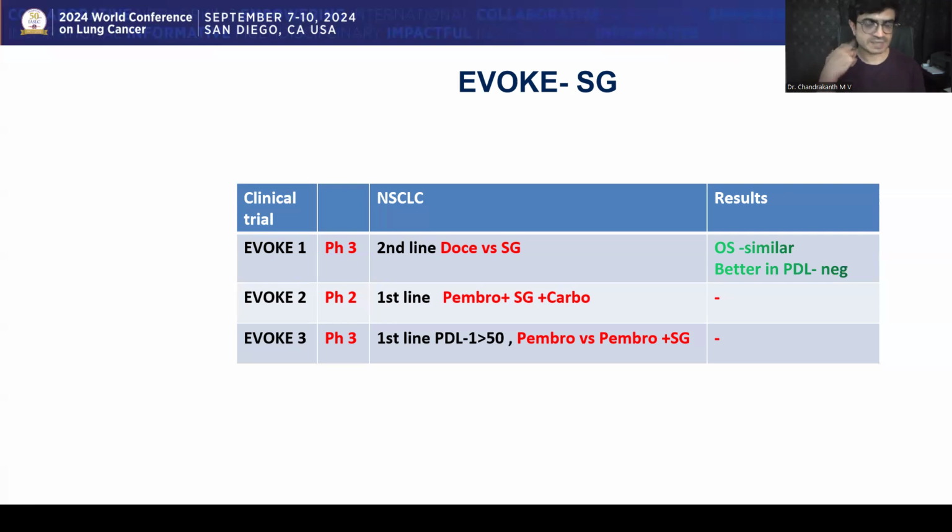It's a phase 2 multi-center study. First line, pembrolizumab plus Sacituzumab Govitecan plus carboplatin, which is a phase 2 study. Evoke 3 is a phase 3 study of PD-L1 TPS more than 50%, pembrolizumab plus Sacituzumab Govitecan versus pembrolizumab. We have to wait for the results. Right. So Evoke 2 is simply a multicentric phase 2 non-small cell lung cancer study. First line, of course, no driver mutations.